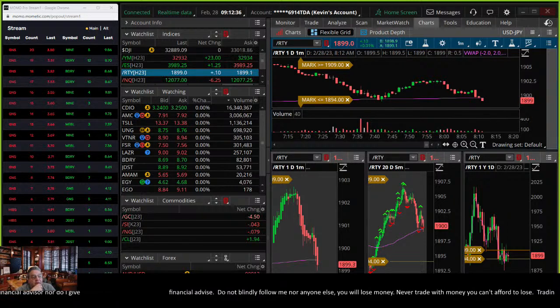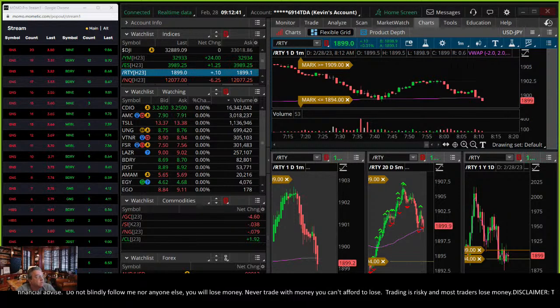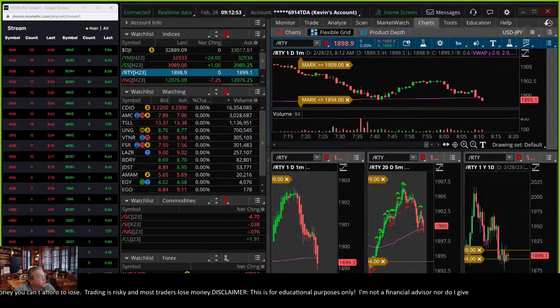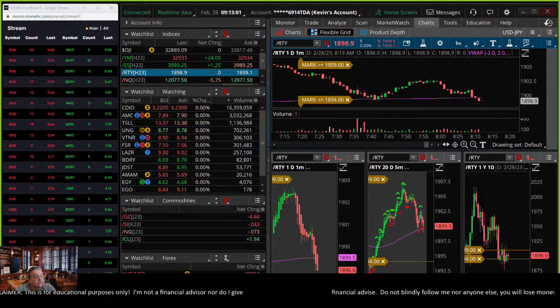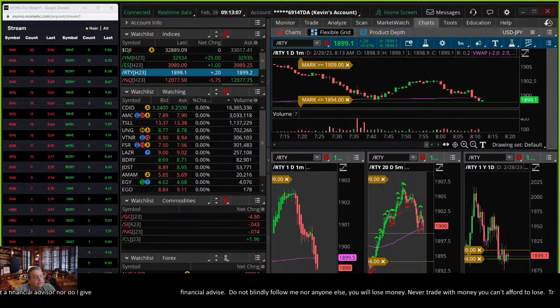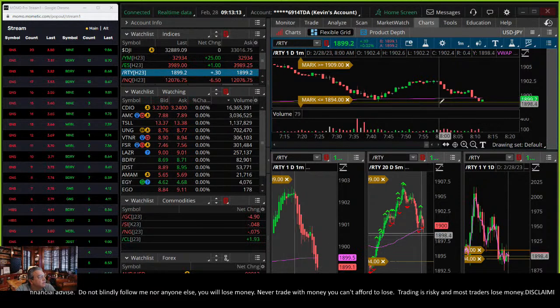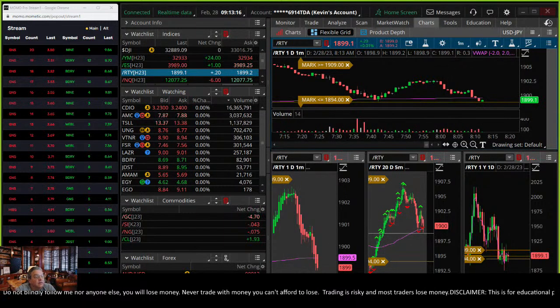We are long RTY. This is actually a good entry if you haven't already entered. Really good entry here with a stop and reverse at 1894. Target, once again, 1909. Put a yellow line there. That's just a nice little entry point to be a buyer.